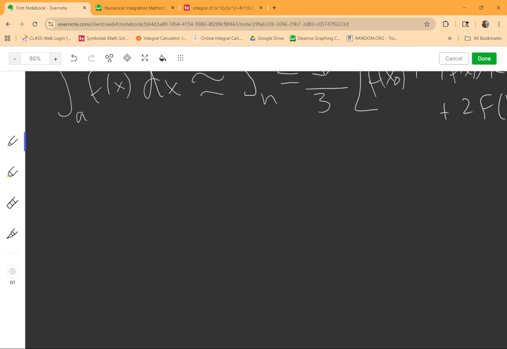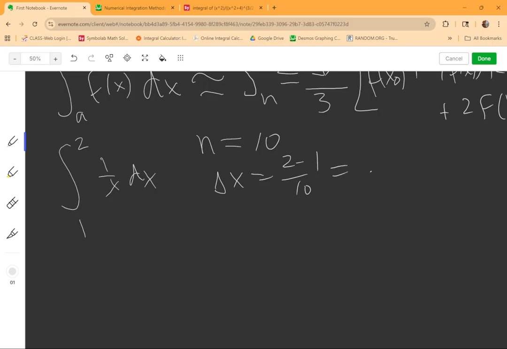So again, the setup here. Let's set up the same example we've been working with before, where we want to evaluate the integral from 1 to 2 of 1 over x dx, where now I'm going to have n be 10. So my delta x would be 2 minus 1 over 10, which is 1/10 or 0.1. Our x0 starts with 1, the beginning of the interval. x1 is 1.1, etc., till we get to x9 being 1.9, and x10 would be 2.